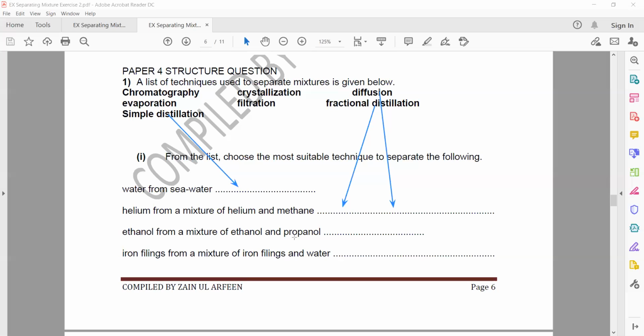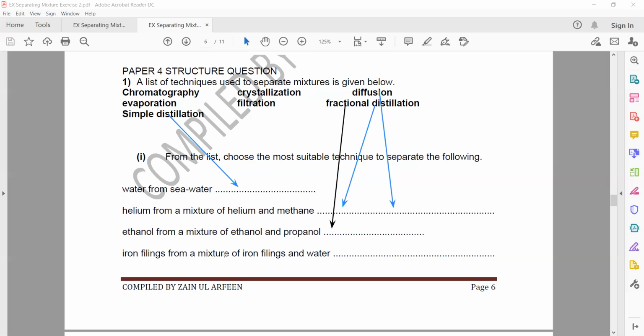Ethanol from a mixture of ethanol and propanol means two compounds of the same type are there. Ethanol is an alcohol, propanol is also an alcohol. So it means they are miscible, they can mix with each other. If two miscible liquids are there, which technique can we use? Fractional distillation. So we will also use fractional distillation.